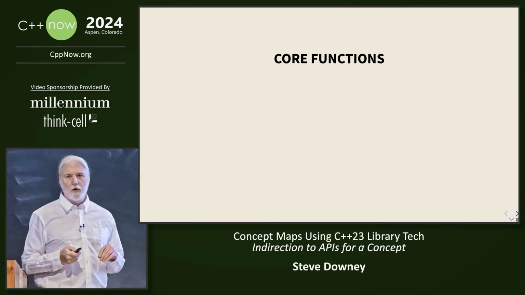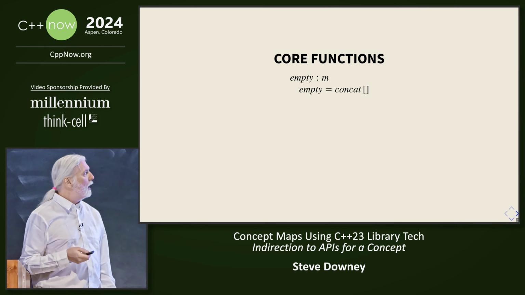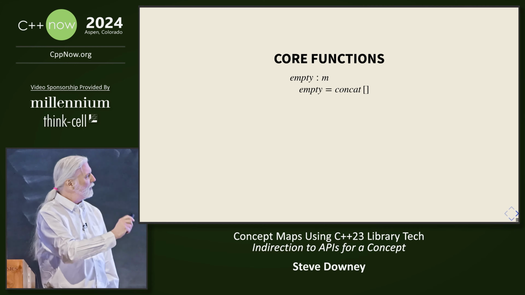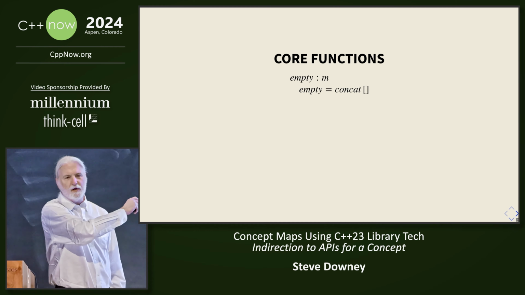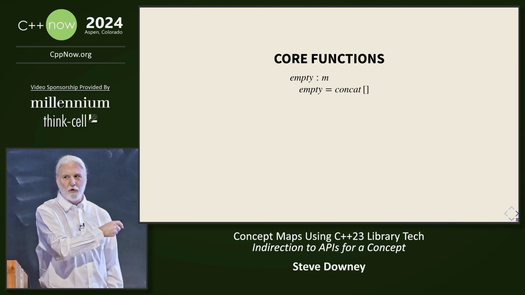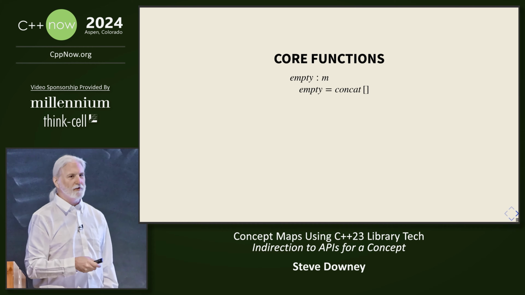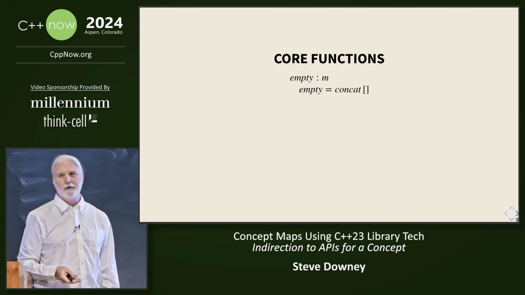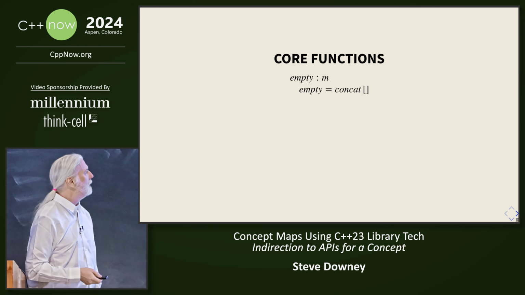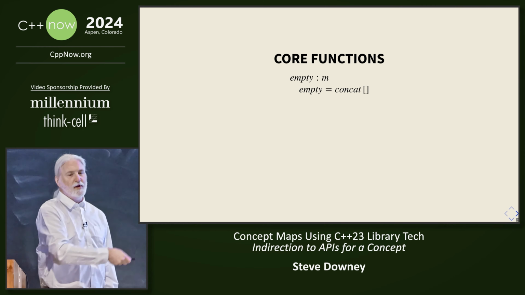So, core functions for monoid: empty, which returns an m. This is Haskell form. I'm stealing a bunch from Haskell, not because I love Haskell so much. I like it, but it is the language that's been used for algorithm research for the last 30 years. Having a reading knowledge of Haskell is pretty much necessary for reading any of the current literature, and then figuring out how to translate it into whatever you're trying to implement. But empty turns out to be equivalent to concat of the empty list.